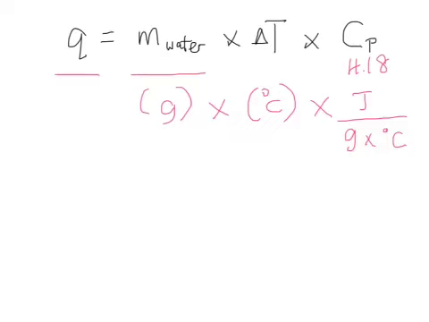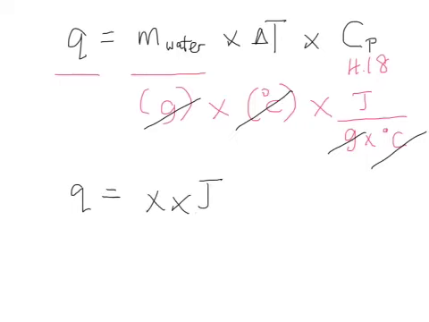And in the end, the unit that we are going to obtain here is, can you see this gram and gram cancelling out each other? Celsius and Celsius cancelling each other. Therefore, the amount of heat energy released or absorbed has a unit of joule.